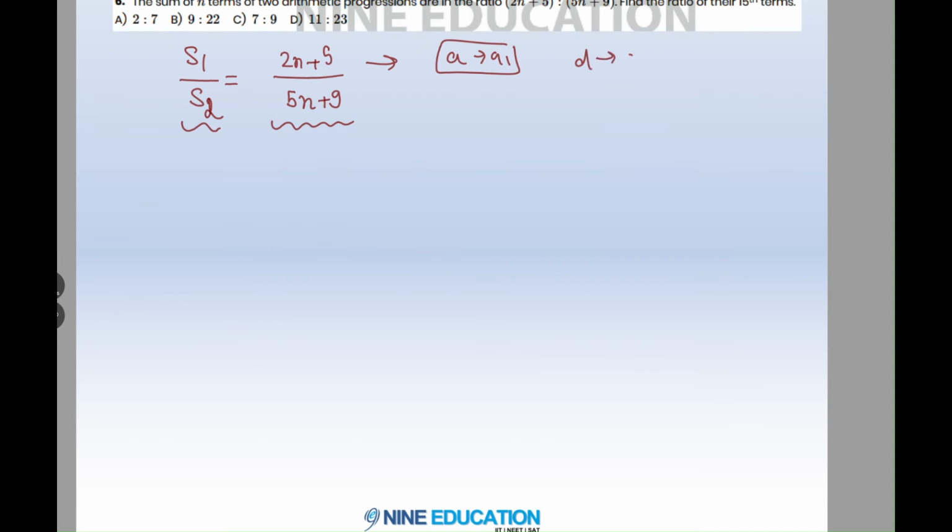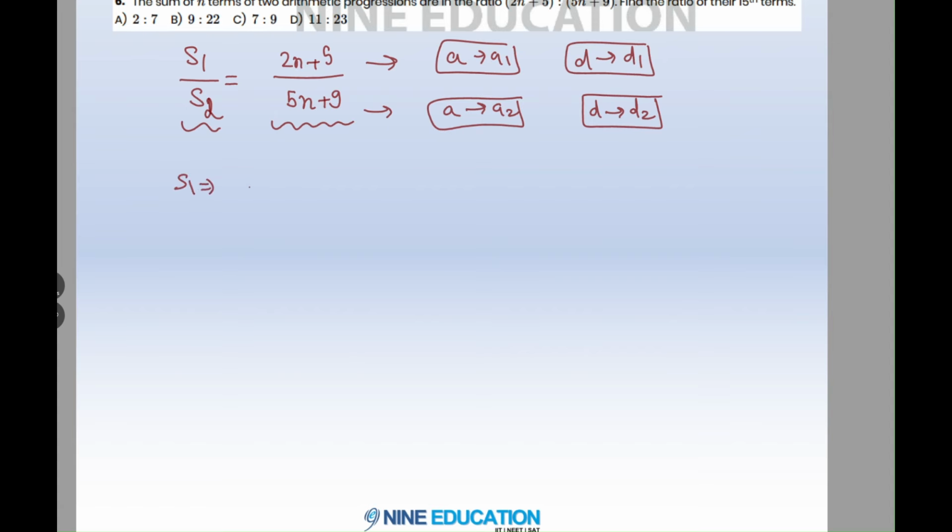Sum of n terms of two arithmetic progressions. Let's say there are two arithmetic progressions having sums S1 and S2. Now the sum of the first arithmetic progression is 2n plus 5. The sum of the second arithmetic progression is 5n plus 9. For the first progression, let's say the first term is a1 and the common difference is d1. For the second progression, let's say the first term is a2 and the common difference is d2.